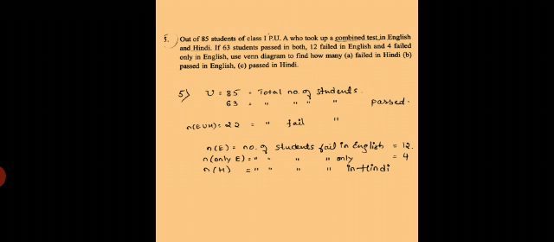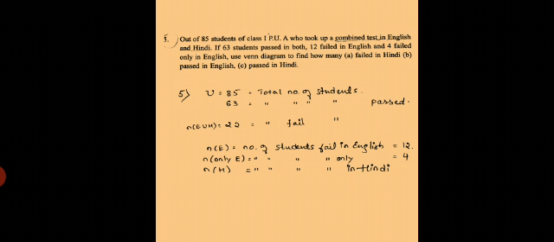So students, read the question again and try to understand the data given in the question. Out of the data, they have asked 3 sub questions. So let's get started for the solution. Here U is equal to 85, that is the total number of students, and 63 students passed in both the examinations, that is English and Hindi.